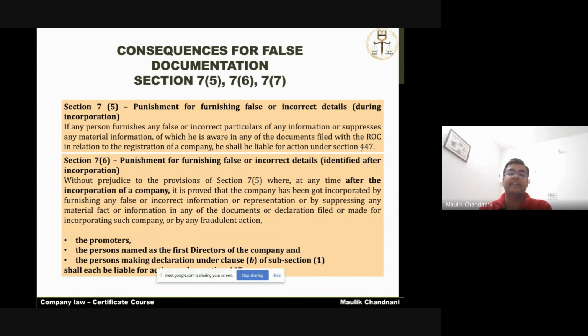And in subsection 6, it is specifically highlighted that if the ROC had given you the certificate of incorporation, and at any point of time thereafter during your lifetime you are caught that you filed a false declaration or hid some material facts, then you are also liable to face the same penalty under subsection 4 of section 447. So this is the only difference. Subsection 5 is at the time of incorporation, and subsection 6 deals with any point after incorporation. So this is the basic difference between the two sections.